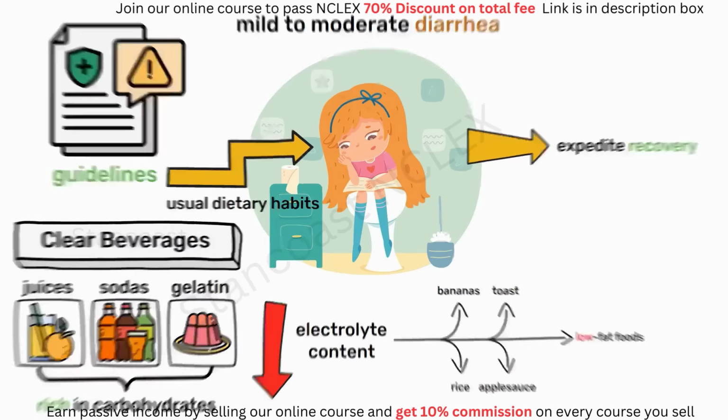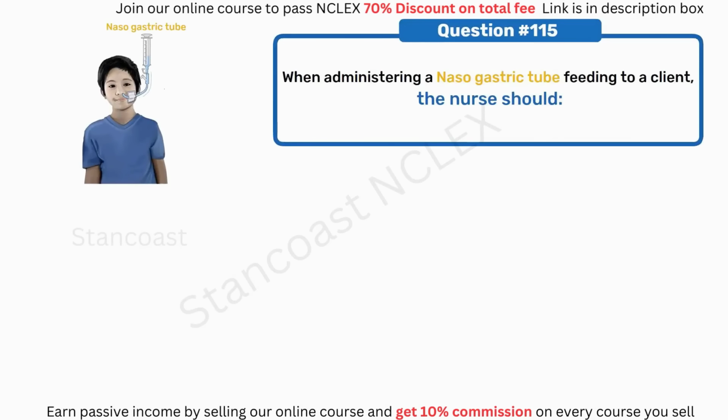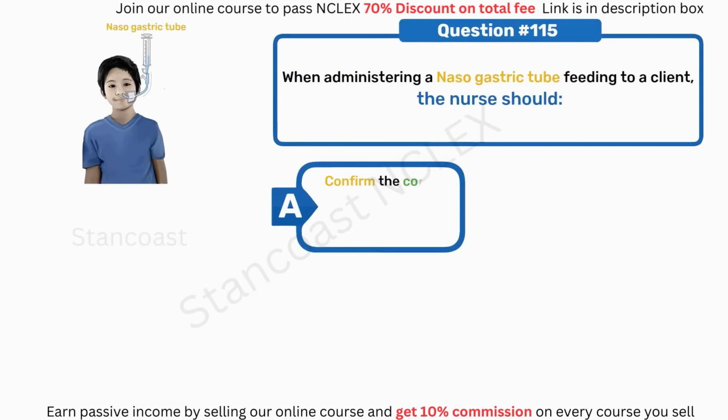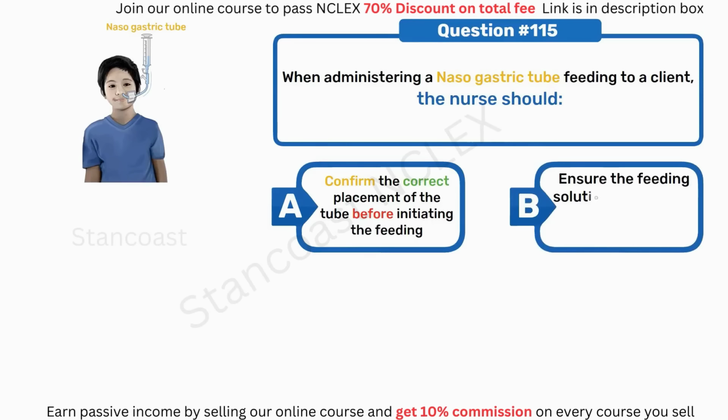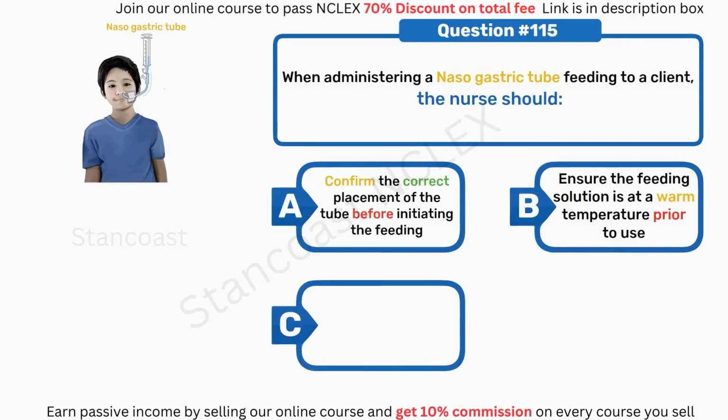When administering a nasogastric tube feeding to a client, the nurse should A. Confirm the correct placement of the tube before initiating the feeding. B. Ensure the feeding solution is at a warm temperature prior to use. C. Draw out any remaining stomach contents before introducing the feed and dispose of them. D. Position the client on their left side.